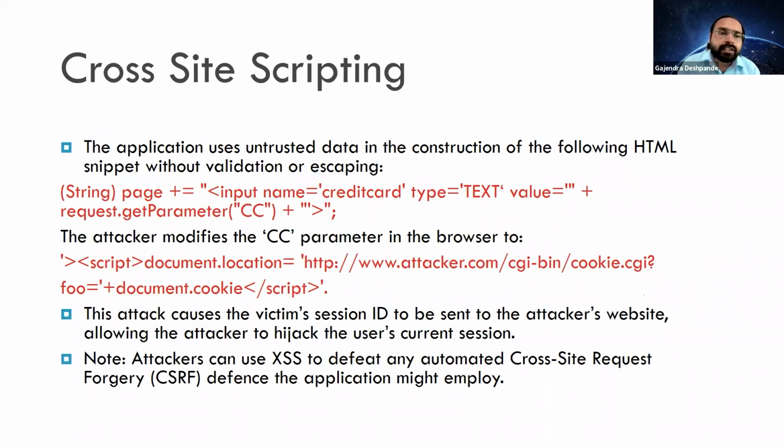The next is cross-site scripting. The application uses untrusted data in the construction of the following HTML snippet without validation or escaping. In this case, you can see that there is some code written, that is document.cookie. It executes by default and reveals information such as cookie information or session ID information. So this needs to be avoided.